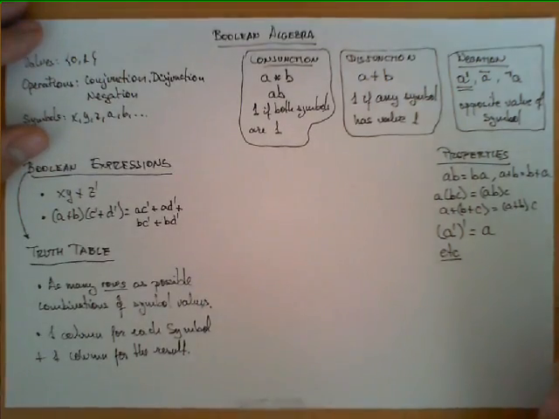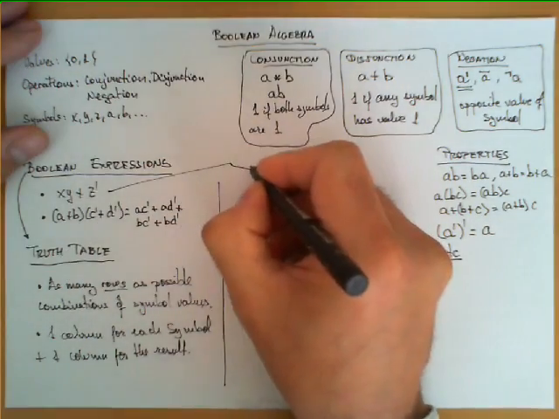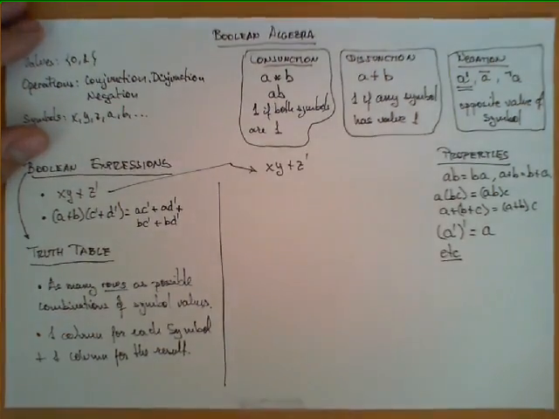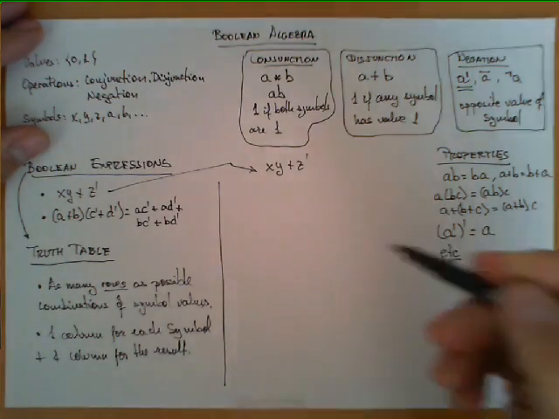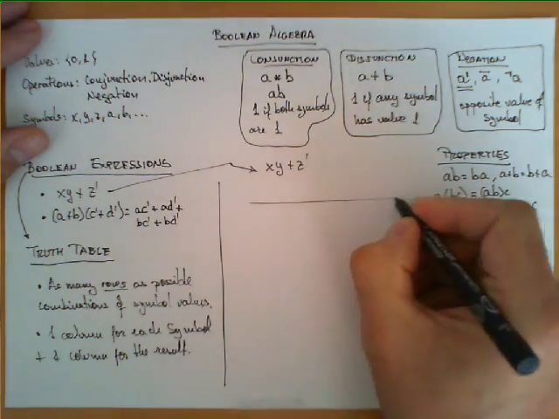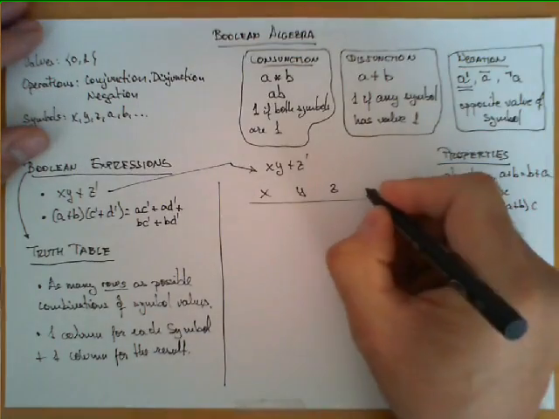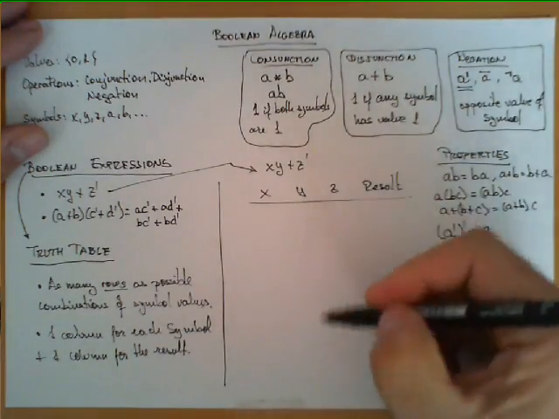So let's see what we mean by this with a concrete example. Let's take this expression over here, xy plus z prime. Now the rule says that we're going to have as many rows as possible combinations of the symbols and one column per symbol plus one column for the result. So let's first draw the names of the columns, which are going to be x, y, z, and another one which we're going to call result.